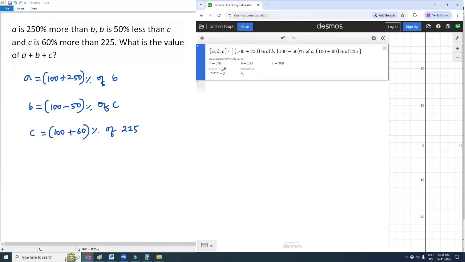Okay, here I got the values of A, B, and C. A equals 630, B equals 180, and C equals 360. Our aim is to get the value of A + B + C. Let me type it, A + B + C. Okay, here I got the value of A + B + C. That is 1170.